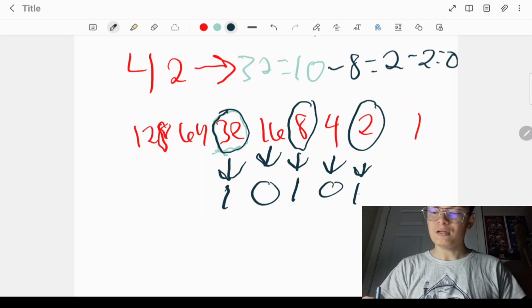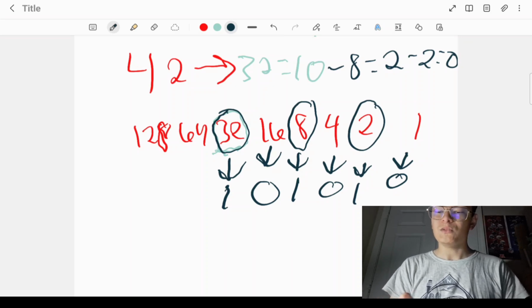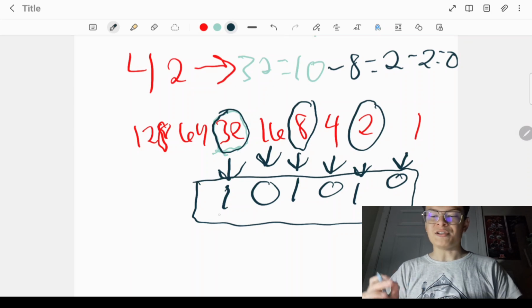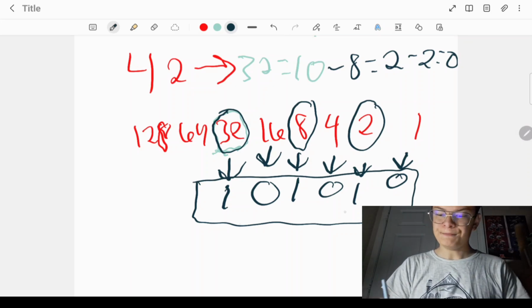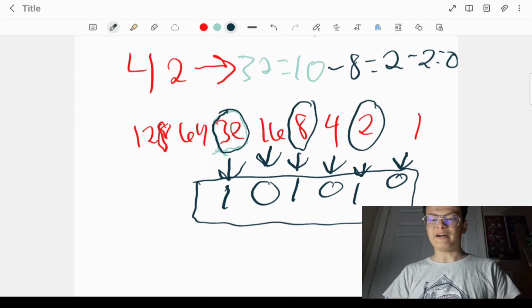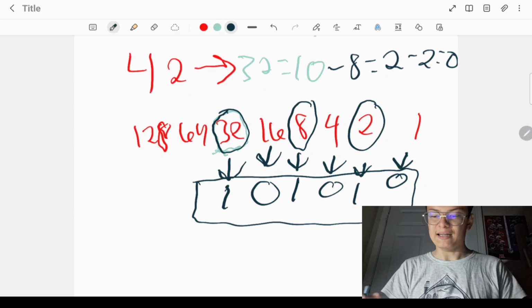You gotta add a 0 for 16, 0 for 8 is 1, 4 is 0, 2 is 1, 1 is 0. The reason why we don't go anywhere past 128, like 64, and we don't add any zeros, is because we don't need it. We already know there's zeros. So basically, this is your answer. It's 101010. That's your final answer, and this is how you convert decimal numbers into binary.